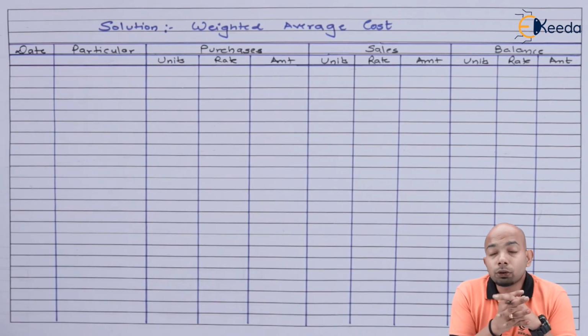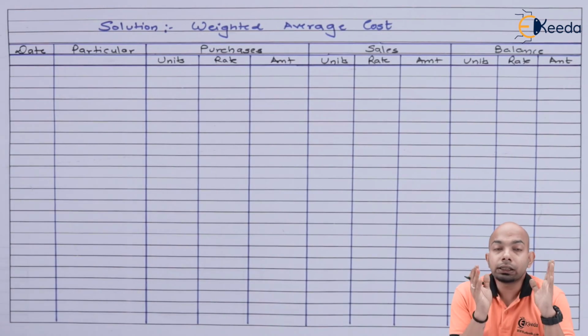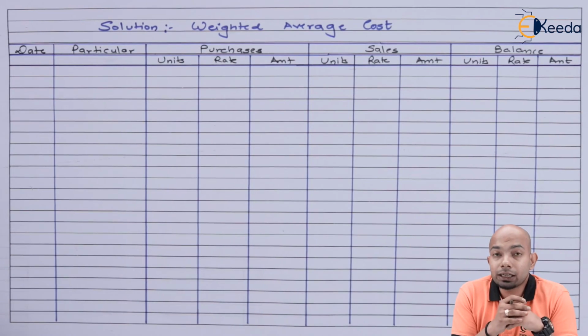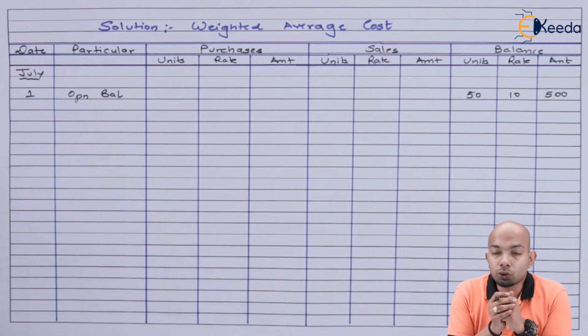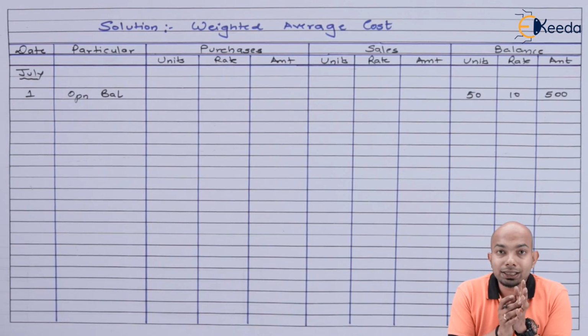The first thing that we start off with will be the opening balance here. So let's enter the opening balance first. So the opening balance has been entered. The next will be the purchase transaction.